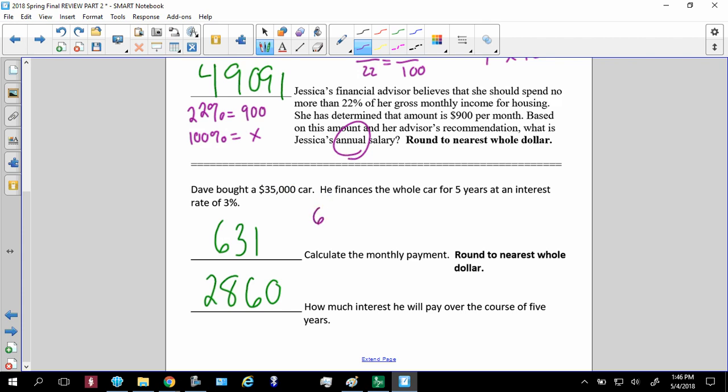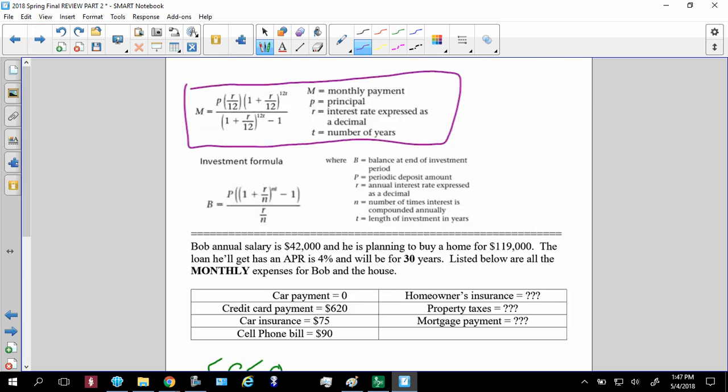So he's paying $631 every month for the next 5 years of his life. So that's going to be a total of 60 months. And he's going to pay, I believe, off the top of my head, $37,860. That's how much he's going to pay. Now, how much interest will he pay over the course of 5 years? Well, the original car was $35,000. $37,000 is how much he's going to pay, almost $38,000. So the difference will be the interest. There you go.